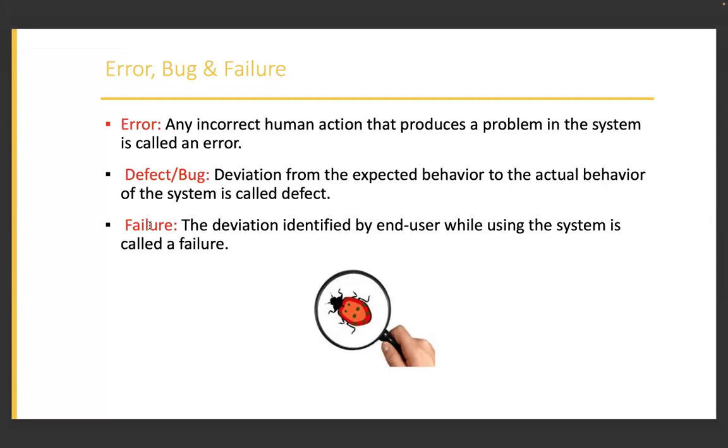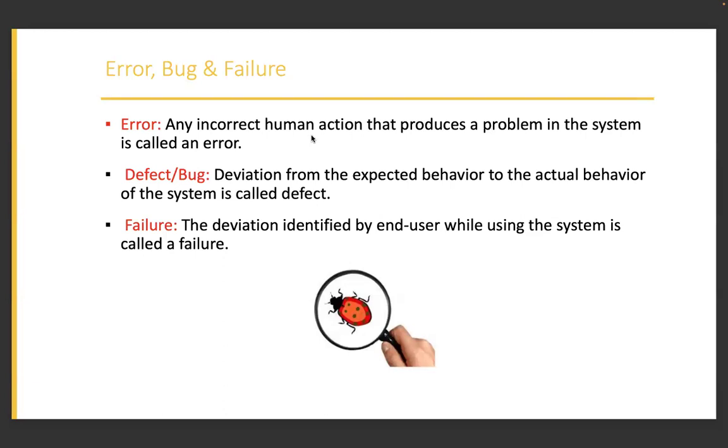But if you understand the difference, how you can categorize those defects: error means any incorrect human action, guys. You want to click on submit, but you clicked on the cancel button. So you have not done the correct step.